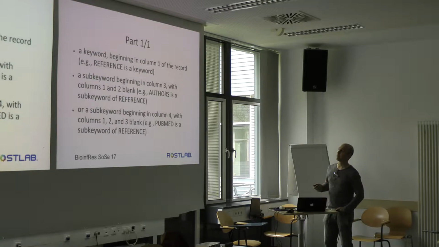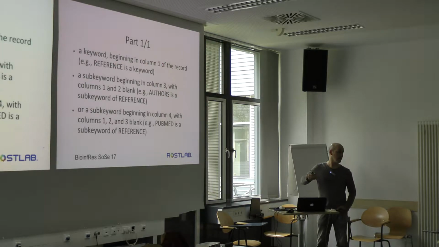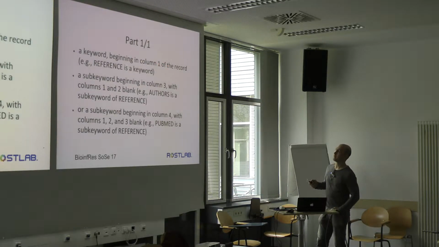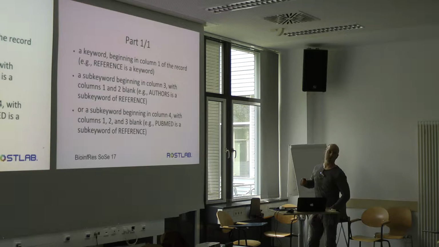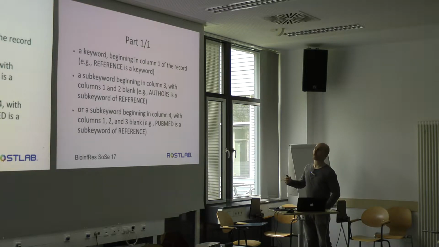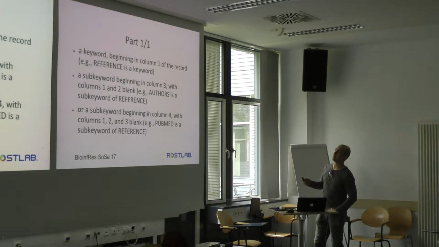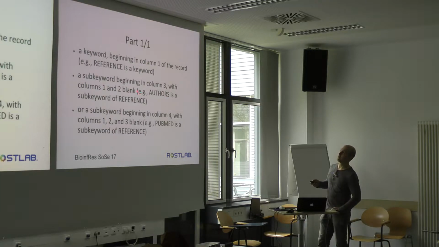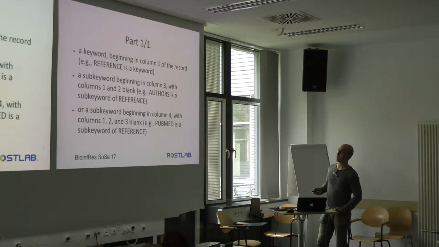Okay, so typically there are keywords and sub-keywords. A keyword means it's a more important identifier or line type. They start in column 1. So for example, REFERENCE is a keyword, or then you can have sub-keywords. That means if you want to specify or further modify a line type, they start in column 3 and they are just indented by 1 or 2 columns. So for example, if you describe a reference that has authors and maybe also a title, then these are sub-keywords to this. Okay. Or can also begin at column 4.